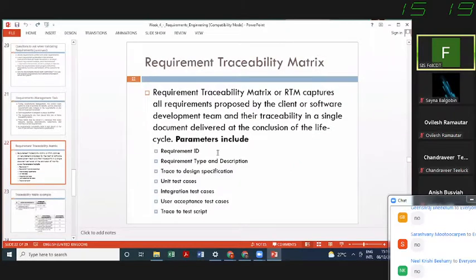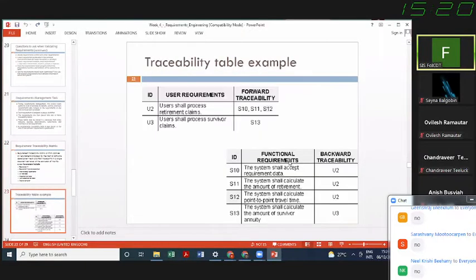So the parameters that it's going to include: we can have requirements ID, requirements type, description, trace to design specification, unit test case, integration test cases, user acceptance test case, trace to test script. And this is an example of a traceability matrix whereby it shows that the user ID2, user shall process retirement claims. It's a forward traceability with system requirements 10, 11, and 12.